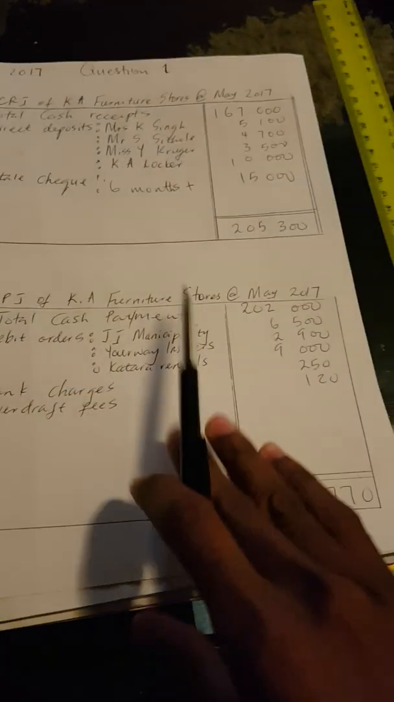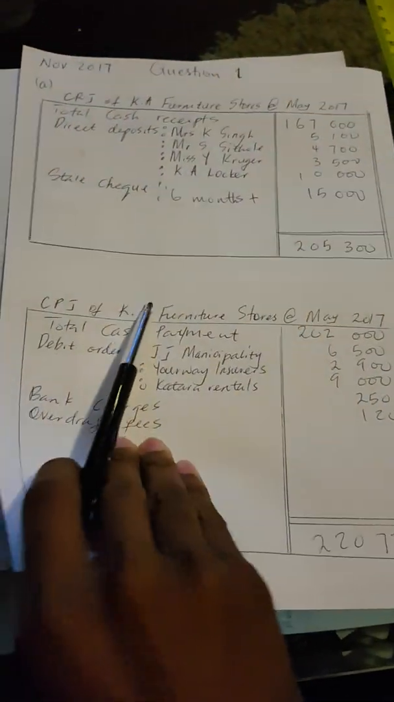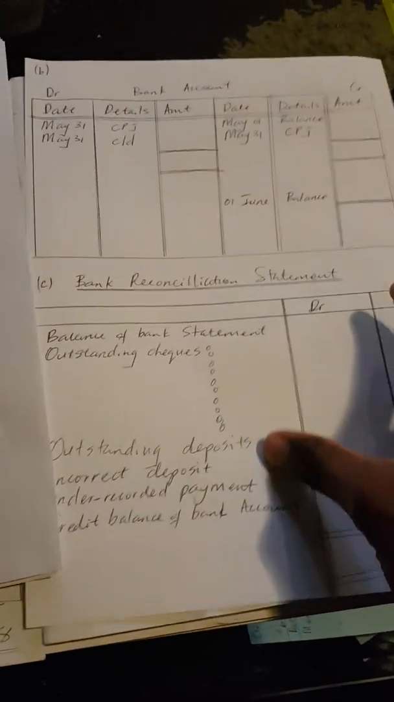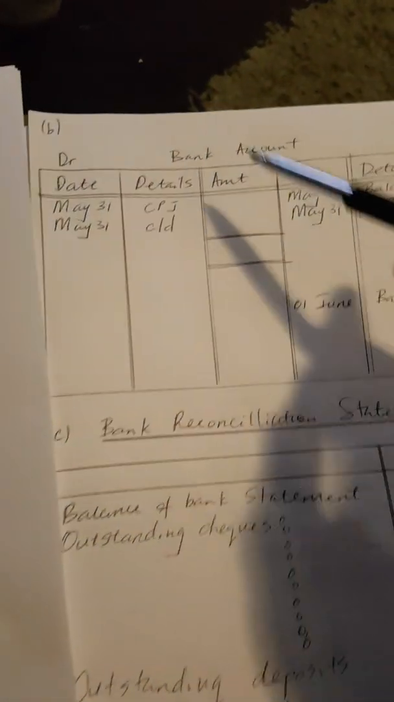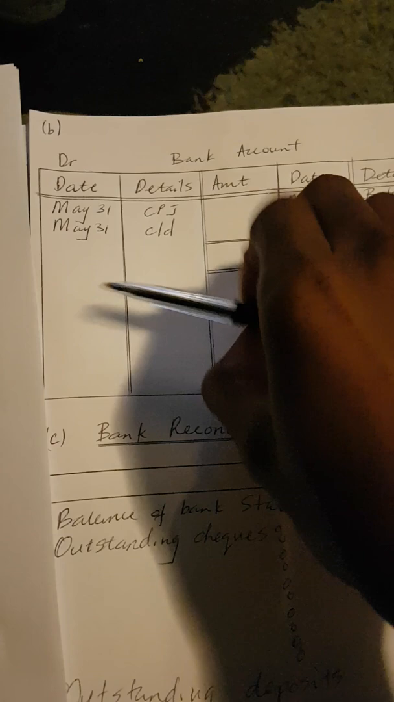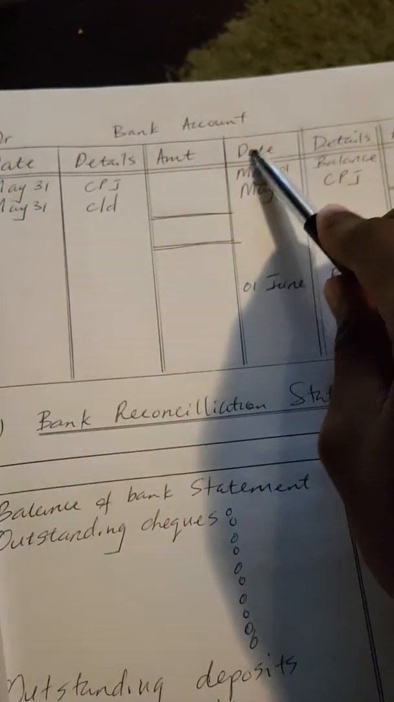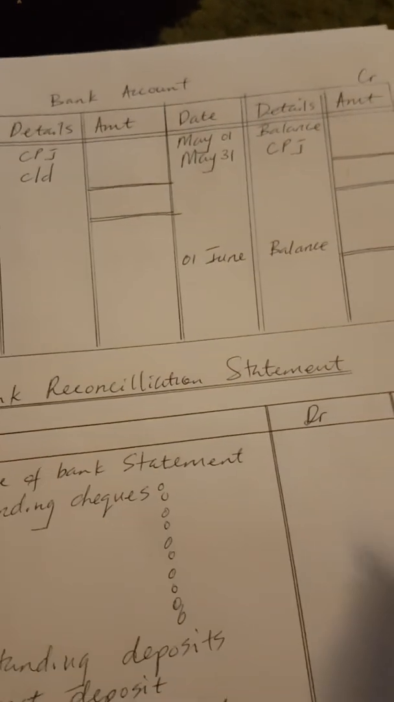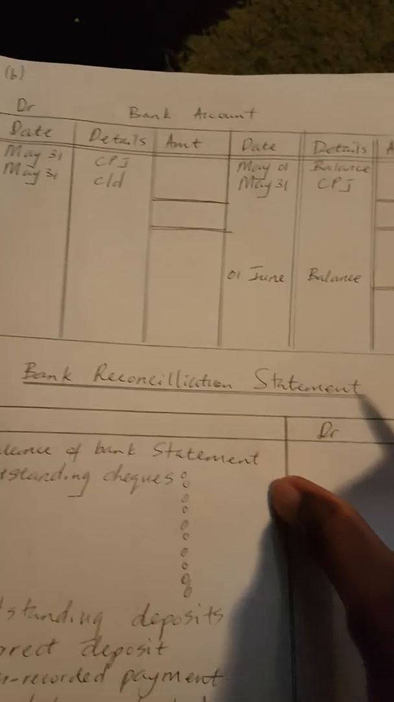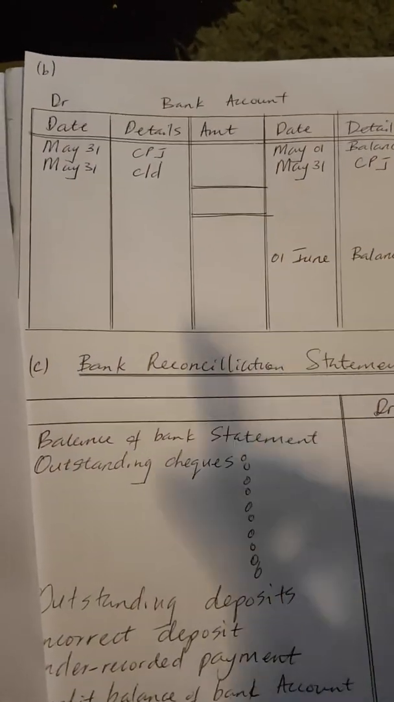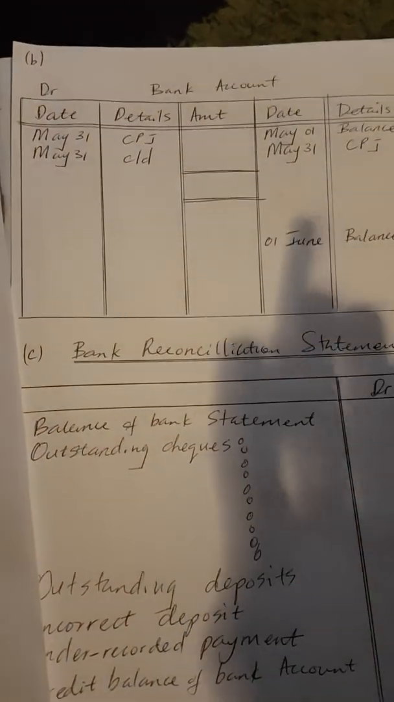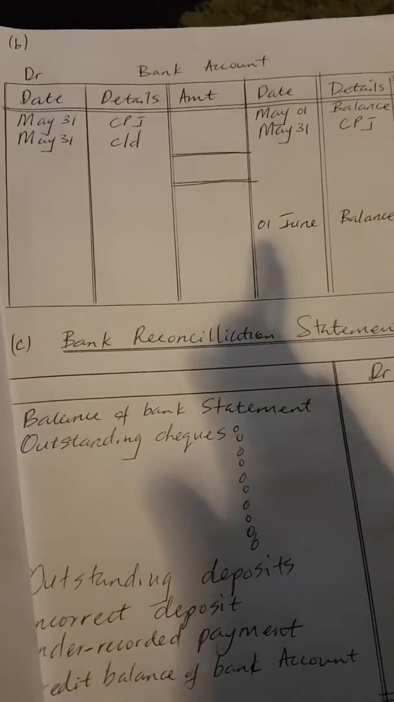So let's move to the bank account of the business. So this is how you do the bank account. You have 6 columns: date, details, amount, date, details, amount. So this is how it looks. There is something you must know about the bank. You need to know about the balance.